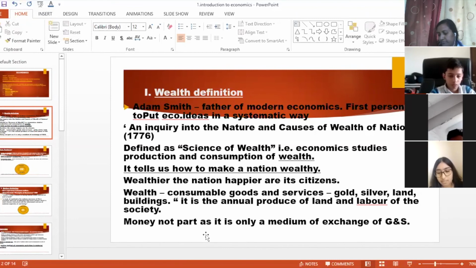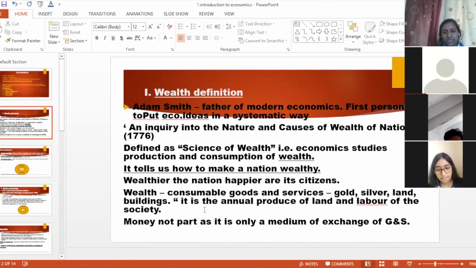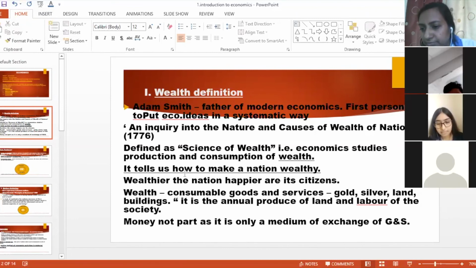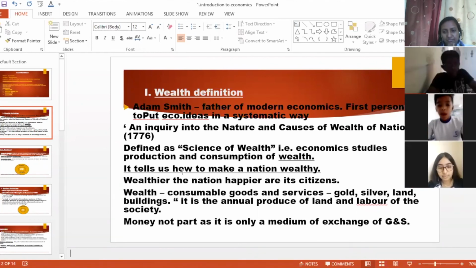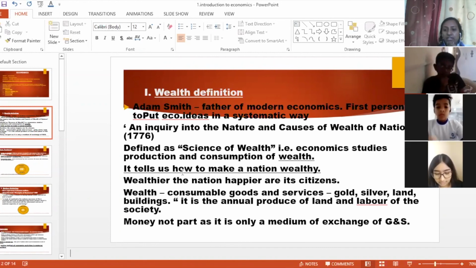Ronak, your face can't be seen. Yes, ma'am, we have to write these definitions. Yes, you have to write these definitions and learn these definitions, and you will have to learn the difference.